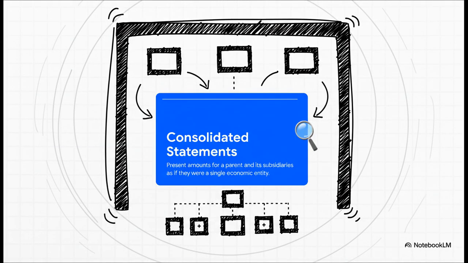The answer, my friends, is something called consolidated financial statements. Now, the best way to think about this is like the ultimate corporate family portrait. Instead of seeing a bunch of individual photos of the parent company and all its kids, the subsidiaries, you get one big, beautiful picture showing them all together, as if they were a single economic unit. It's all about showing the real substance of their relationship, not just their separate legal paperwork.